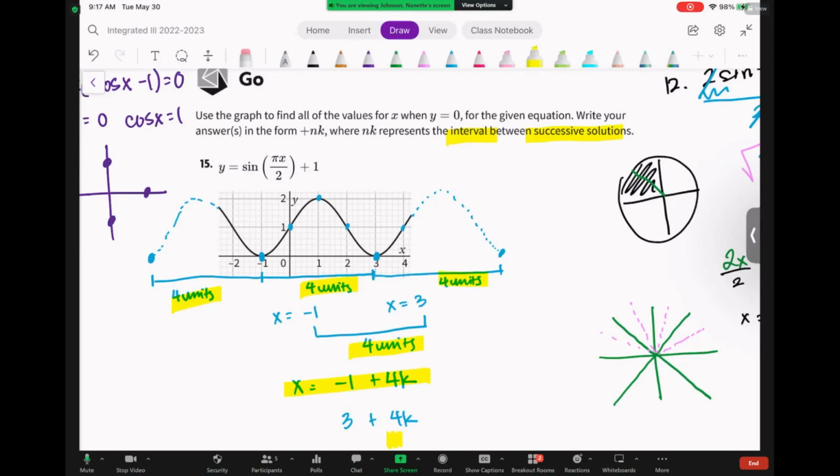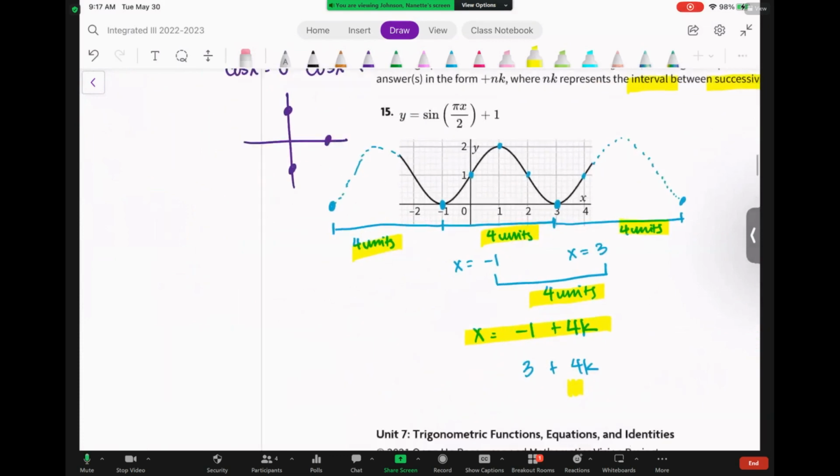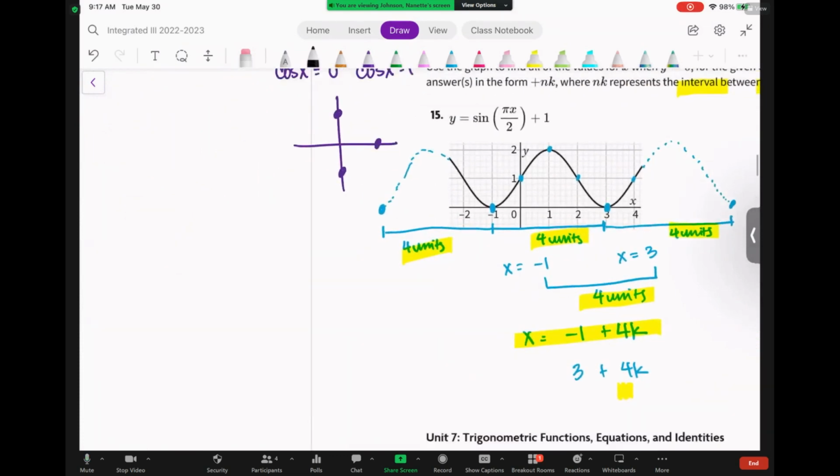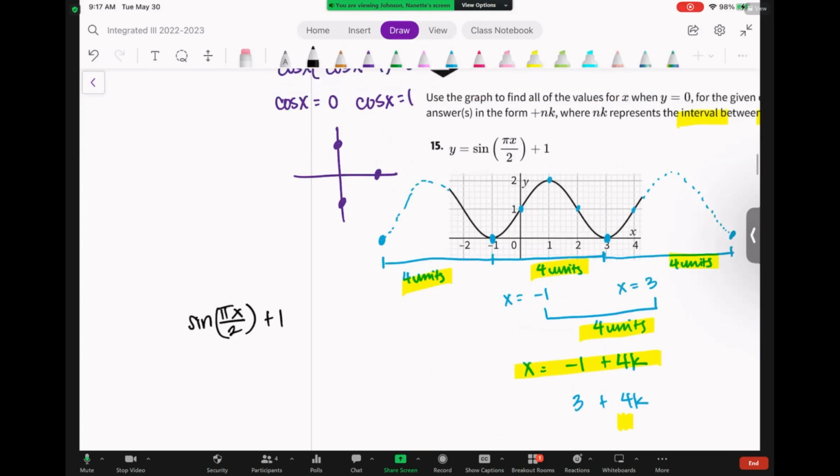So I'm adding to this video after I stopped recording because I thought it would be beneficial for you to see this done algebraically so you can compare and contrast your answers. So I'm going to solve this one over here. It says sine of pi x over 2 plus 1, and we're looking for when y equals 0. So I'm just going to set this equal to 0.